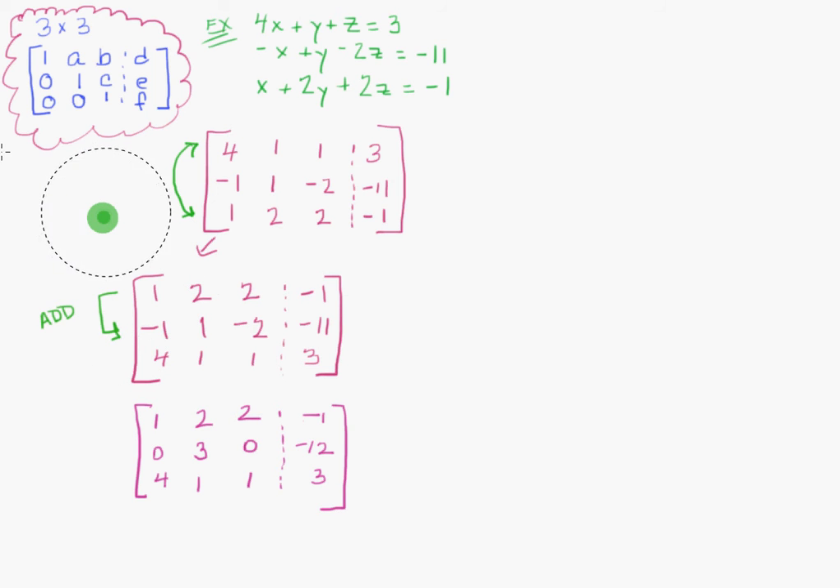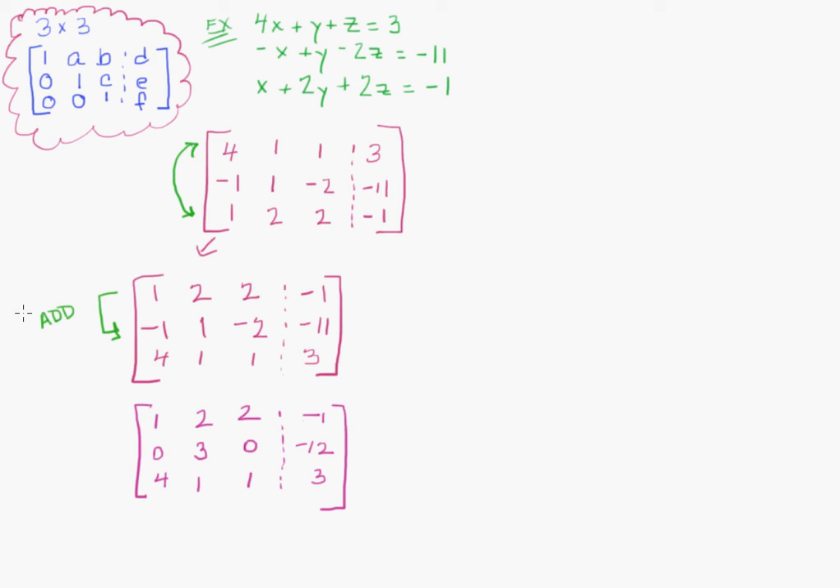The second matrix, I'm going to add the first and the second row together. So I'm going to add the 1 and the -1, the 2 and the 1 across. And so the third matrix down here, I have the first row, which is the same. Now in the second row, I have 0, and 2 and 1 gave me 3, and 2 and -2 gave me 0, and finally -1 and -11 gave me -12.